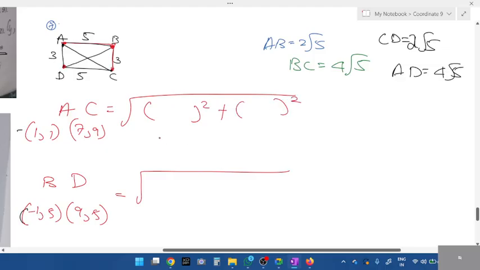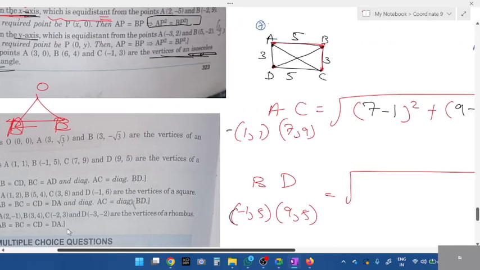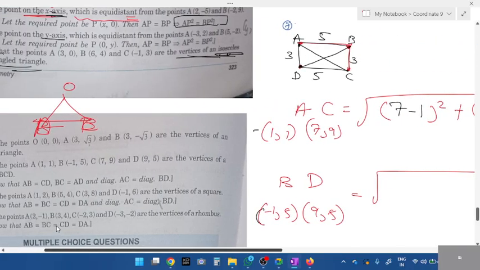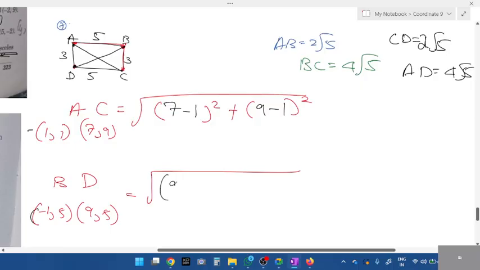For all the distance chapter, do it the same way. You don't have to write the formula again and again. X2, 7 minus 1 the whole square, 9 minus 1 the whole square. 9 minus of minus 1 the whole square plus 5 minus 5 the whole square.